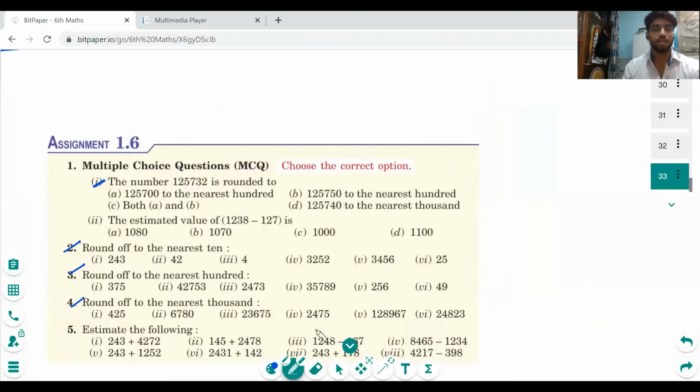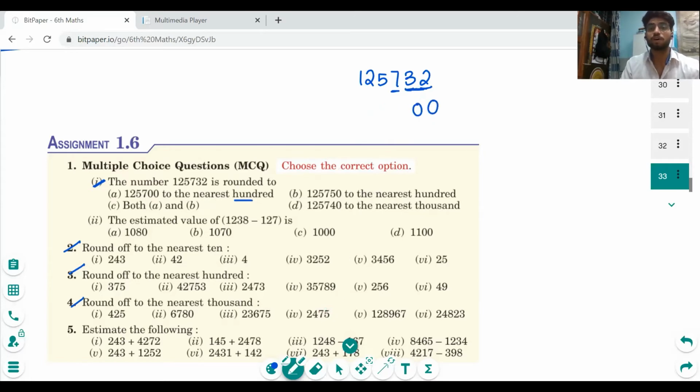Good. Okay. The number 12572 is rounded to the nearest 100. Okay, let's try to round it off to the nearest 100. Okay, first 732. Okay. So ones, tens, and 100. So we will make these guys as 0. So if I make these guys as 0, I will get this. Okay. Instead of writing the whole thing, make these as 0 first.